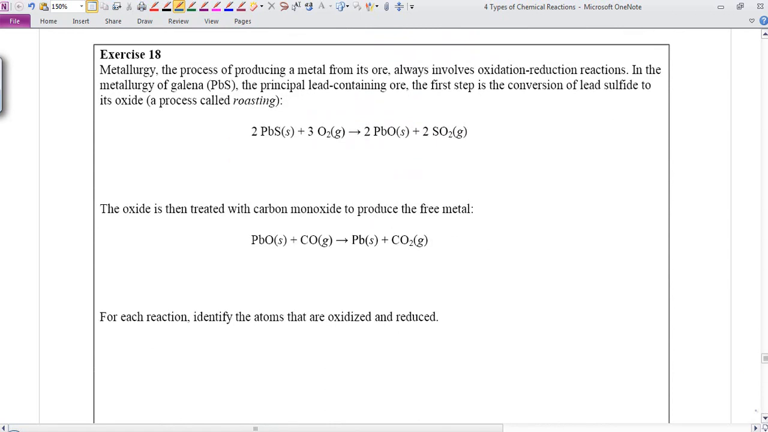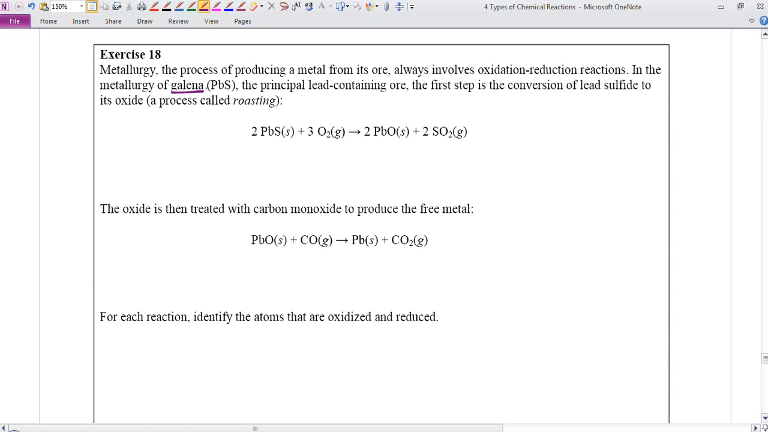Metallurgy. The process of producing a metal from its ore. That's what the mining industry in this company was built from. It always involves oxidation reduction reactions because you're trying to get this chunk of rock to actually give you the metal itself. It's just that we see 2 chemical reactions here, so it's a 2-step process. So in the metallurgy of the mineral galena, which is what we usually call something that we've dug out that's an ore from the Earth's crust, mined for it, shall we say, it's the principal lead-containing ore.